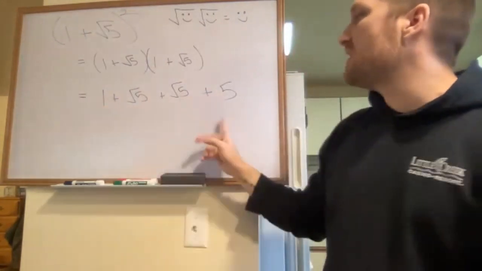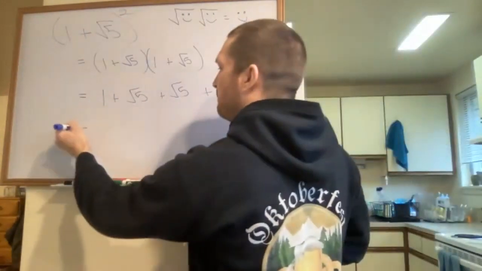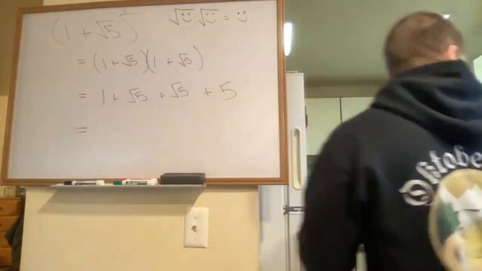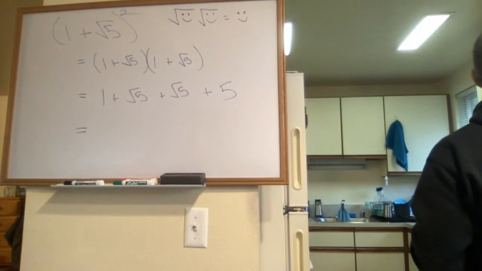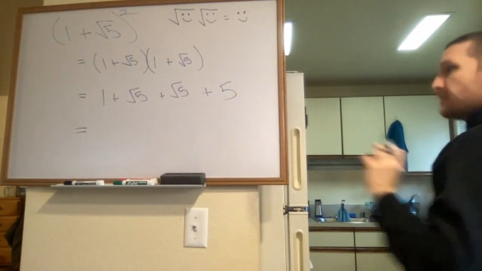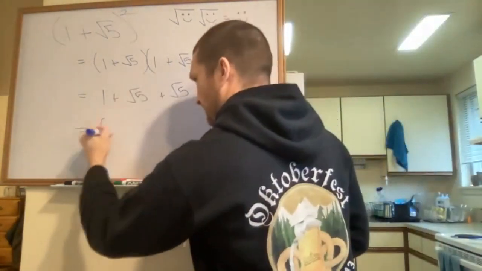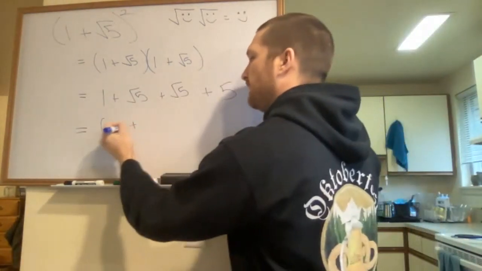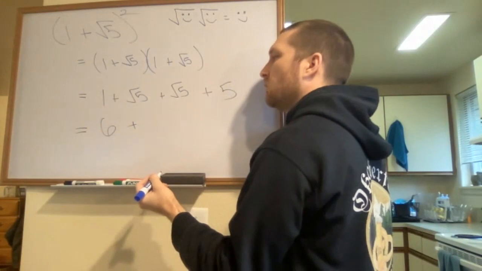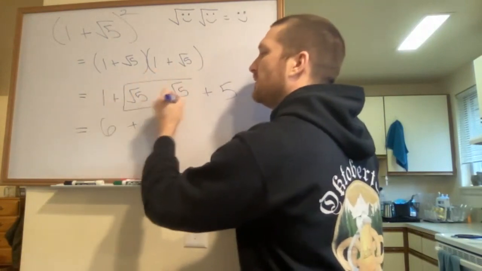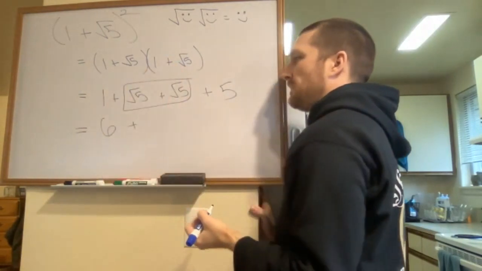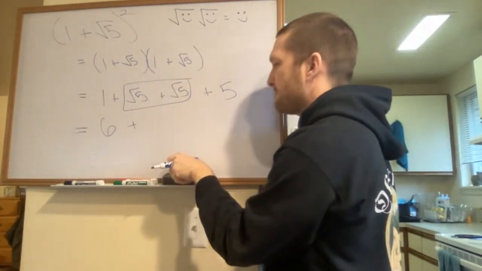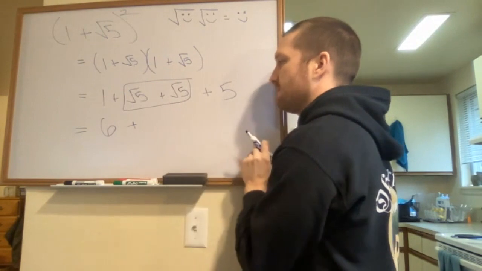So how do I rearrange this to give me that order? Well, you'd have 1 plus 5, or 6, I guess. 6. There you go. Plus the square root of 5 plus the square root of 5, which is the same as... hold on.